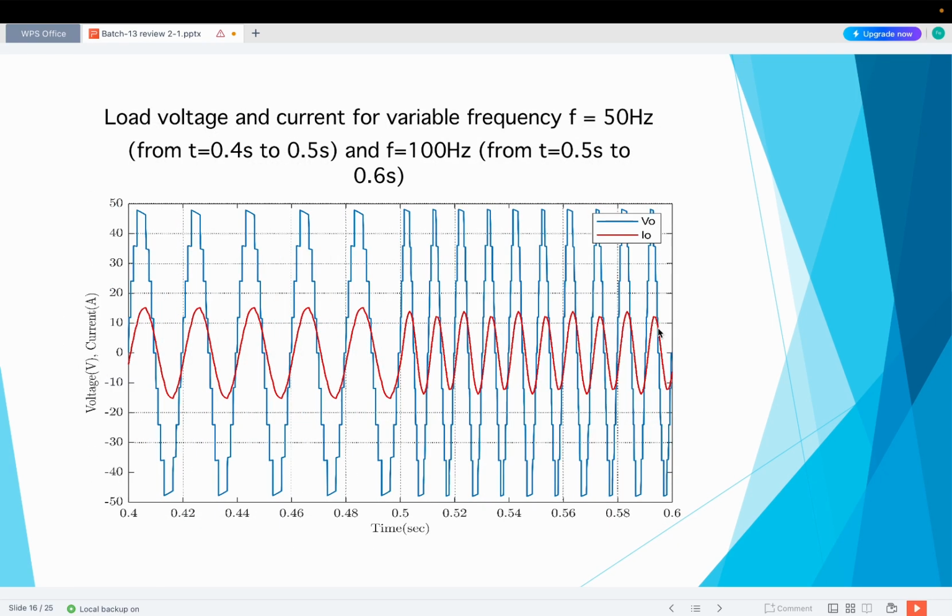Load voltage and current for variable frequency: 50 Hz from t equal to 0.4 seconds to 0.5 seconds, and frequency equal to 100 Hz from t equal to 0.5 seconds to 0.6 seconds. The output voltage and current waveforms with inductive resistive loads are shown in the figure. It is clear that the recommended converter can increase the source voltage amplitude from 24 volts to 48 volts.